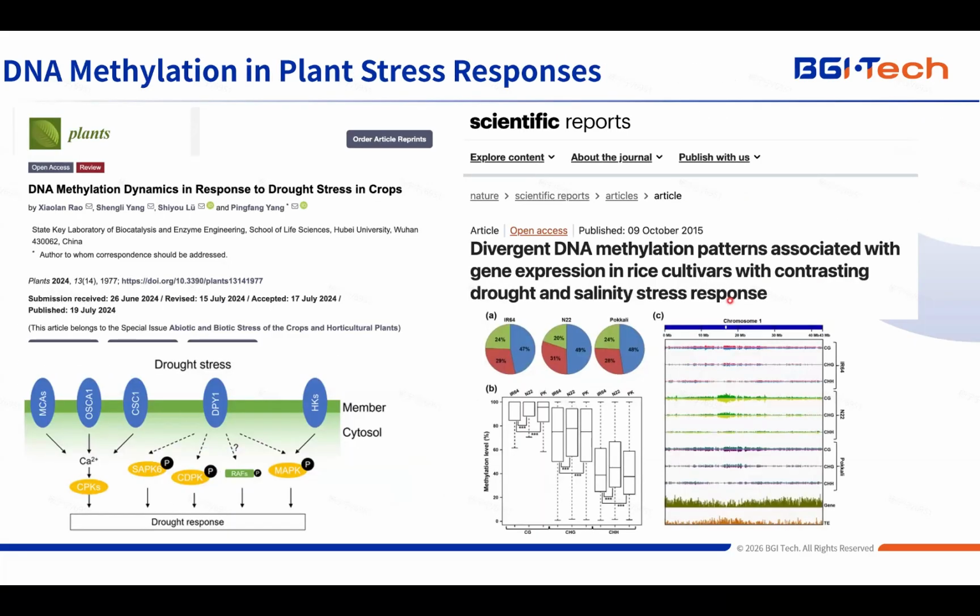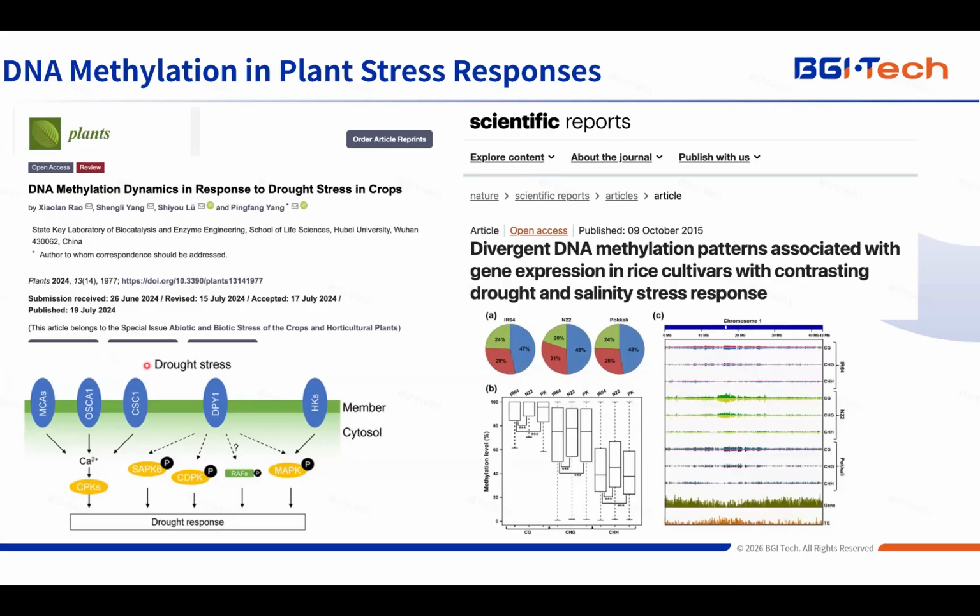And the last two papers focus on the role of demethylation in environmental stress. Among different environmental stresses, drought is one of the most severe factors affecting plant growth and crop productivity. So to cope with the drought stress, plants have evolved complex regulatory networks that coordinate stress responses.